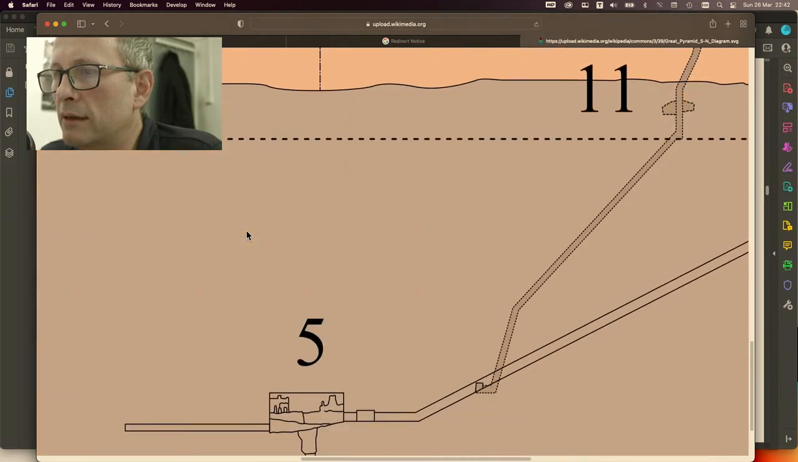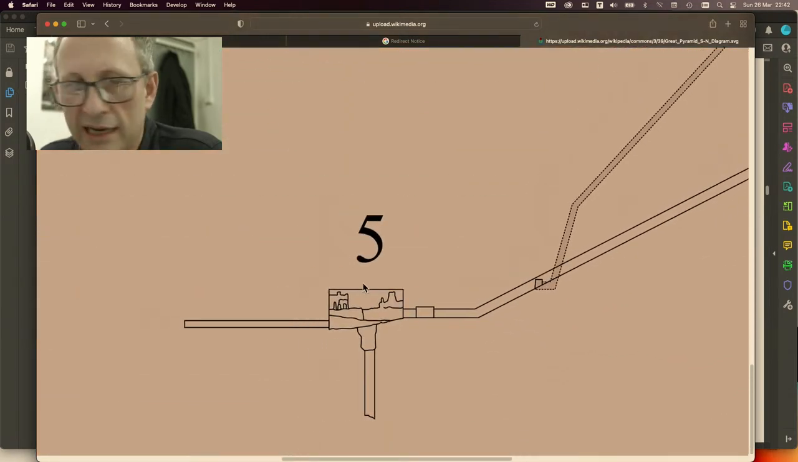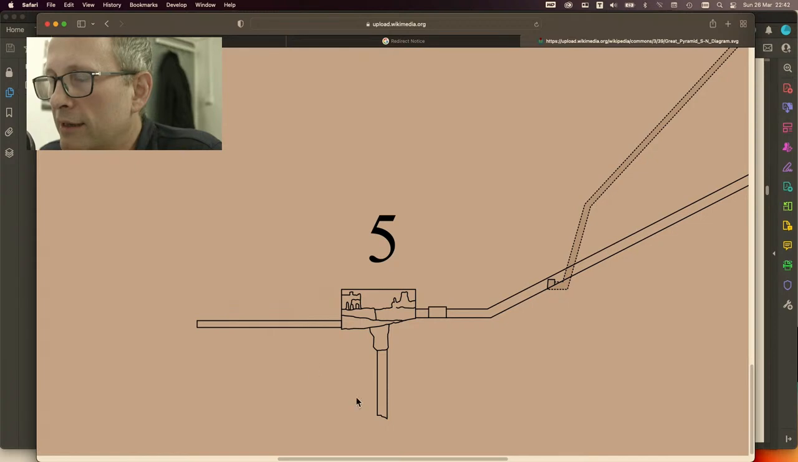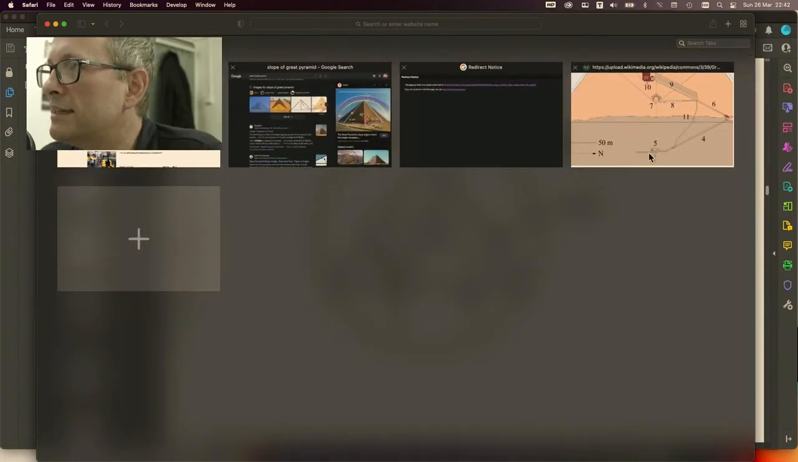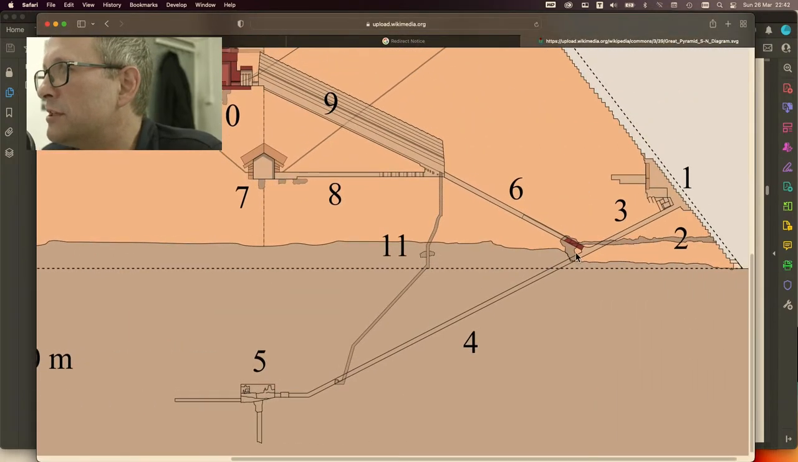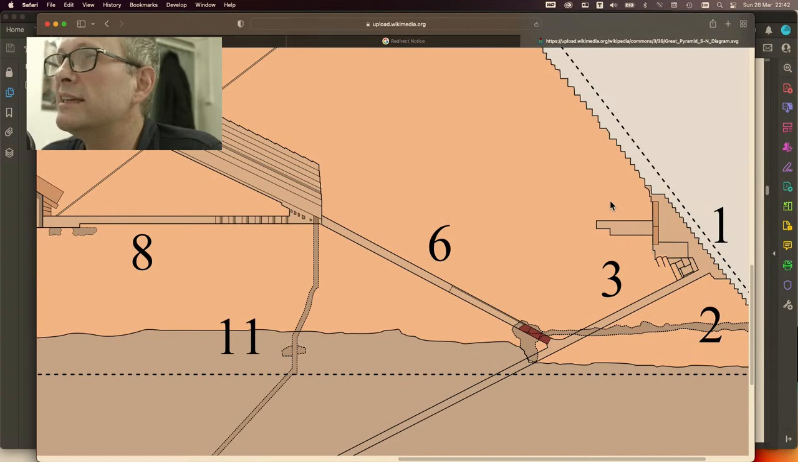This looks like a little... Oh, hold on. The subterranean level actually has some of the Petrie kind of sketches going on in there. And it's actually got this lower down correctly. And the antechamber... It looks like they've updated the image.